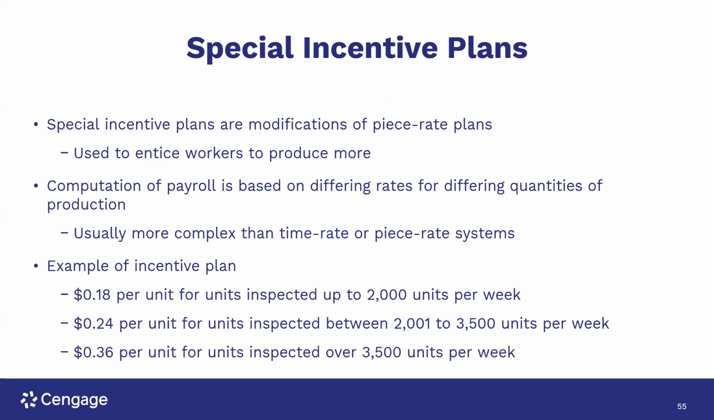And there can also be special incentive plans that entice workers to produce more. It's more complex than time rate or piece rate systems. For example, producing 18 cents per unit for up to 2,000, and then 2,000 to 3,500 is 24 cents a unit, and then over 3,500 is 36 cents a unit. And that incentivizes producing more at higher rates.